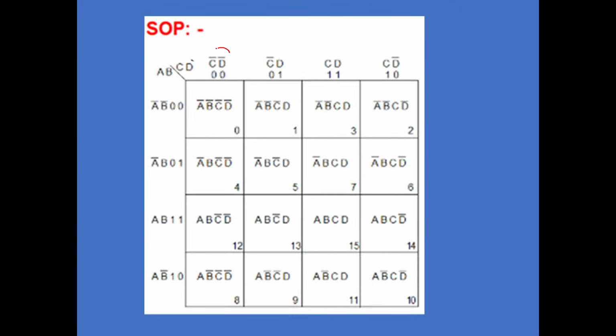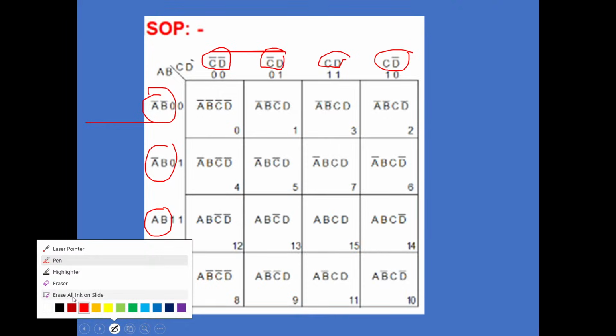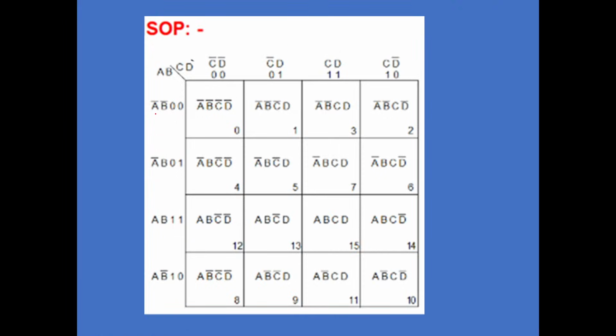And above that, write down 0, 0 means C bar, D bar. Next, C bar, D, C, D, C, D bar. Similarly here, A bar, B bar, A bar, B, A, B, A, B bar. Same thing. And in each box we have to write down the product terms.